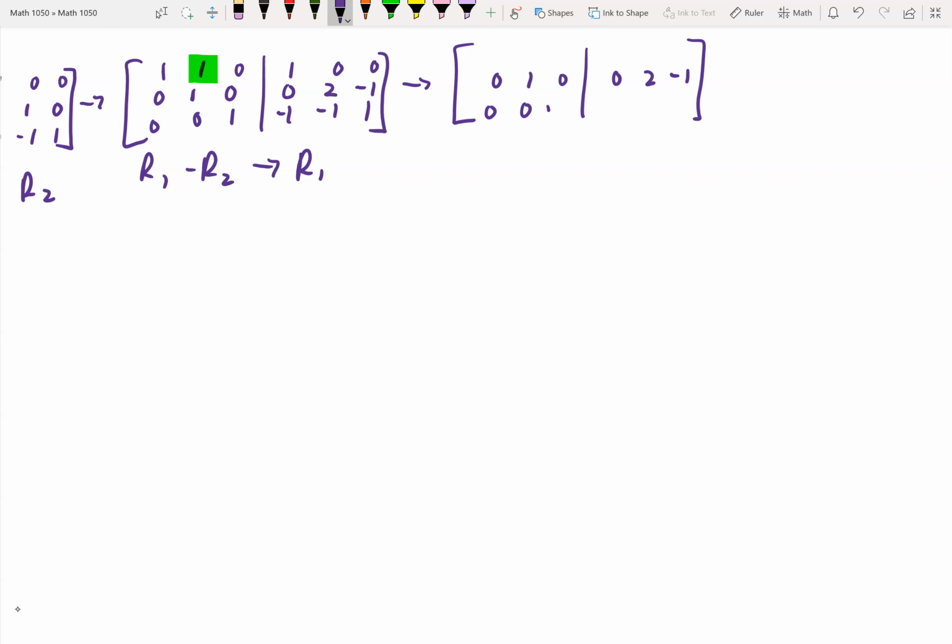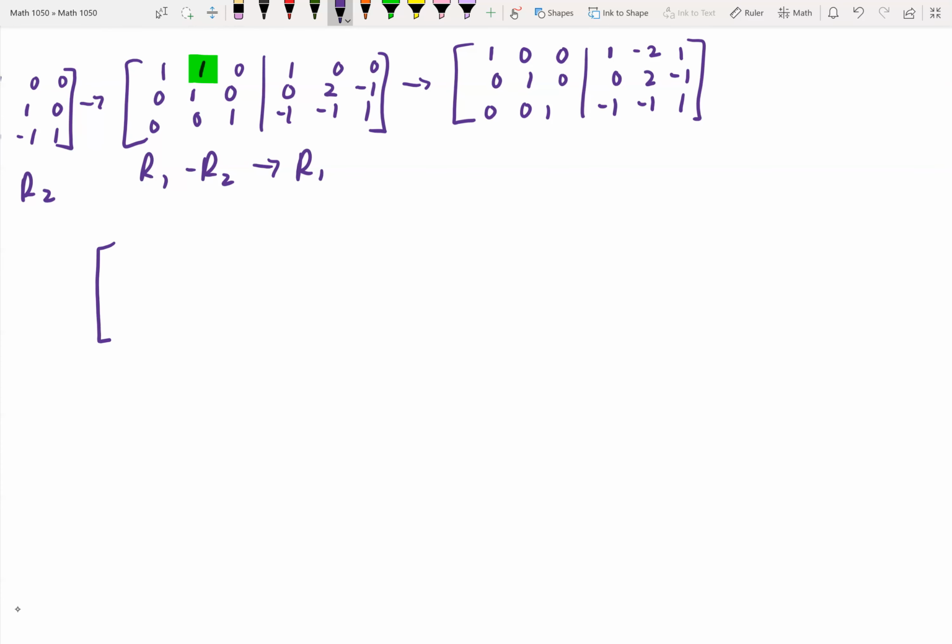Row 3 doesn't change. Row 1 minus row 2. 1 minus 0, 1. 1 minus 1, 0. 0 minus 0, 0. 1 minus 0, 1. 0 minus 2, negative 2. 0 minus a negative 1, that's 0 plus 1, which is a 1. I'm done with my matrix.